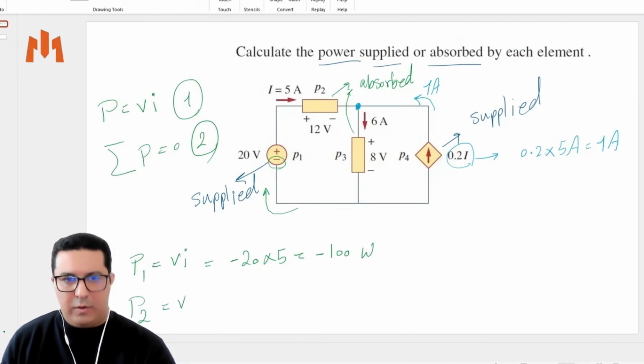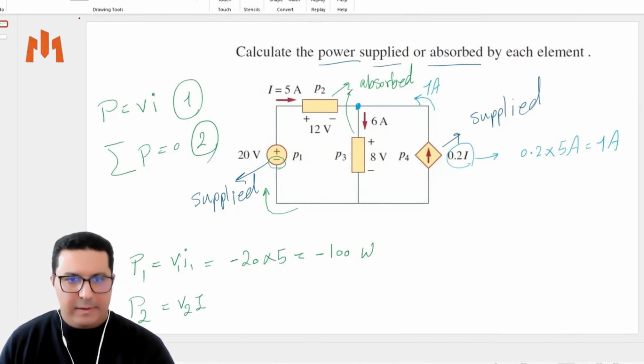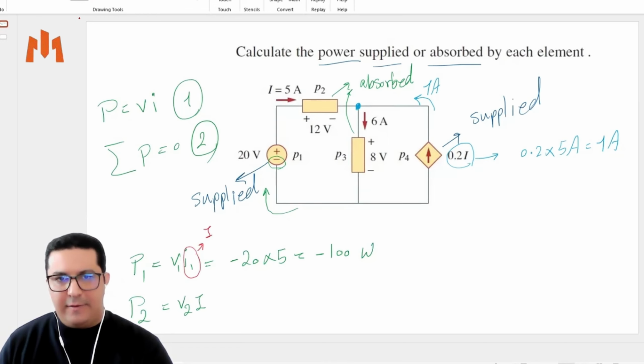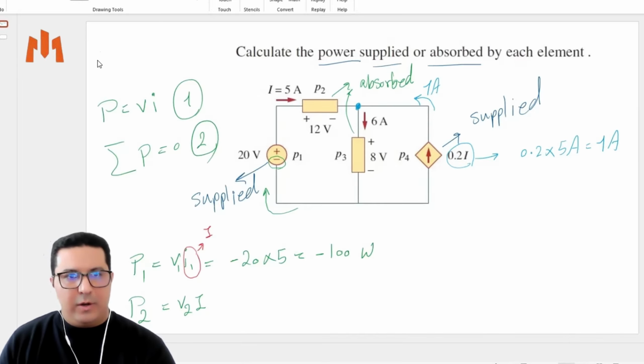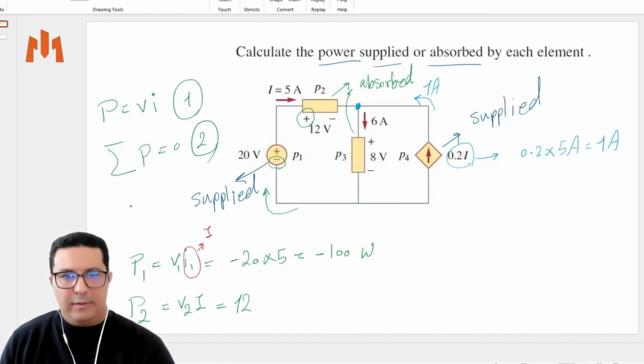About P2, again, it is V2 and I. Here I1 means the total I. Because here we have series elements, V2 and I are the same. So we are going to do this again, P2 equals V2 times I, and I goes to the positive terminal. So it is 12 multiplied by 5. It is 60.